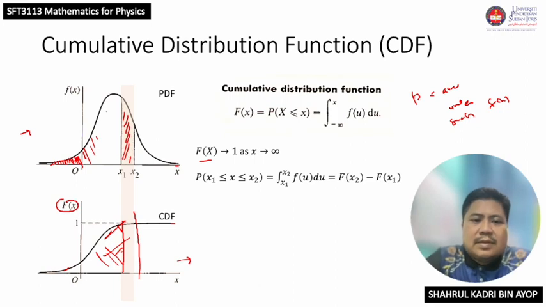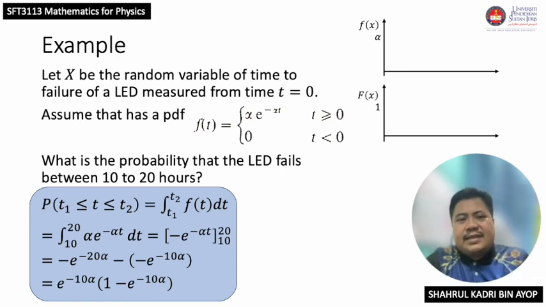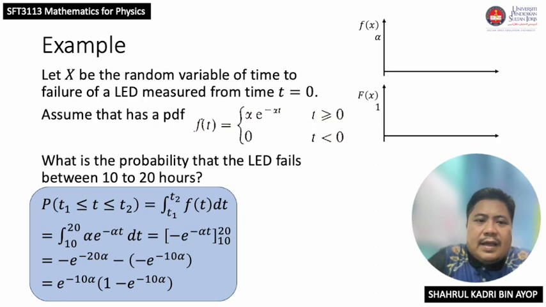All right, next. For example, let X be the random variable of time to failure of an LED, measured from time t equal to 0. Assume the probability distribution function of that LED is given by this. From here we can draw this: it is exponential. It starts from here and goes toward 0 but never reaches 0. So this is alpha e to the minus alpha t, starting from 0.